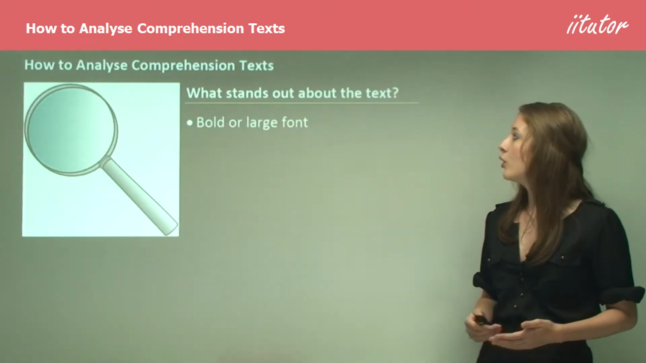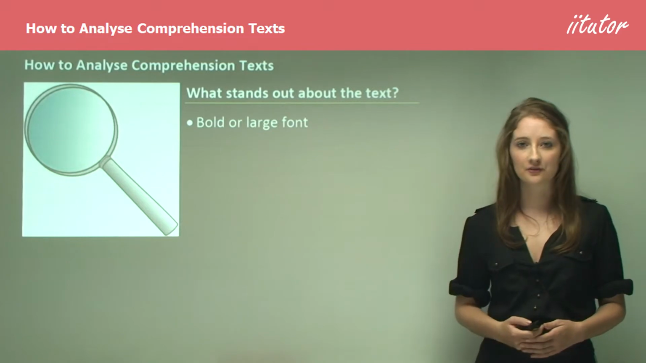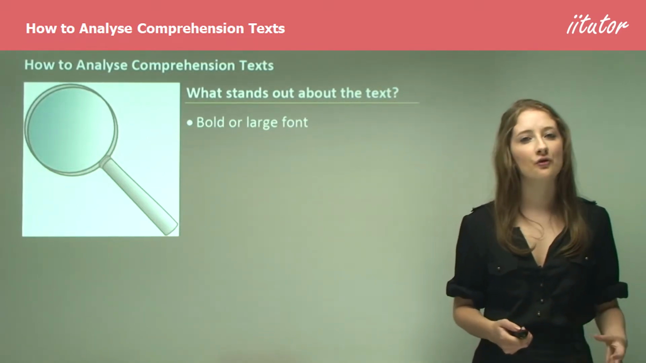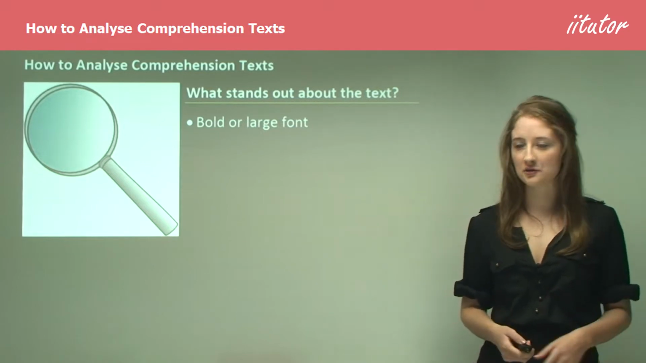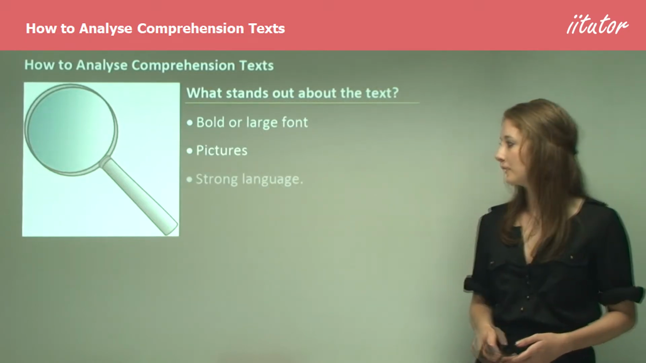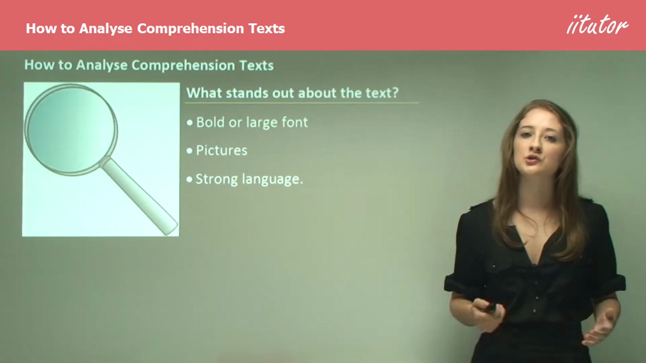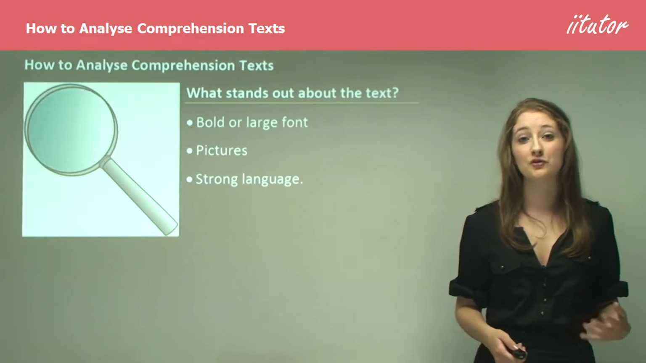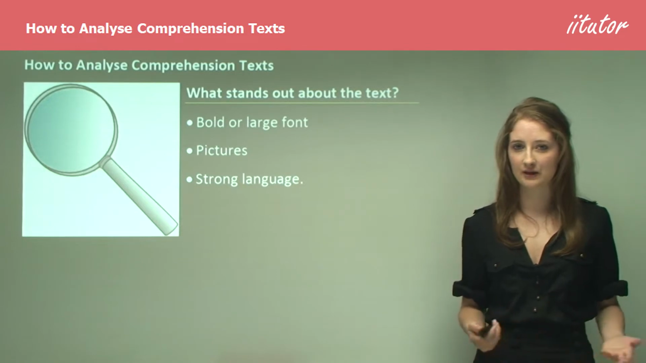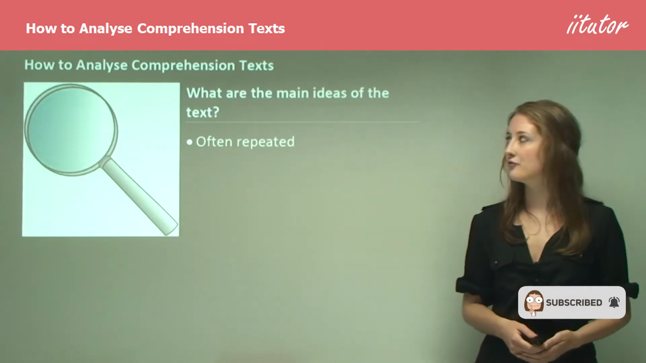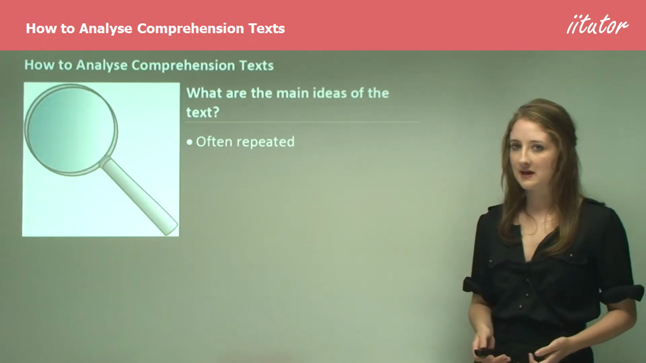Next question, what stands out about the text? So you might be looking for things like bold or large font, which the author or the composer is drawing you to, pictures, and strong language. These are the types of things which you can use to fall back on if you can't see any less obvious and subtle techniques. You can ask yourself, what are the main ideas of the text?